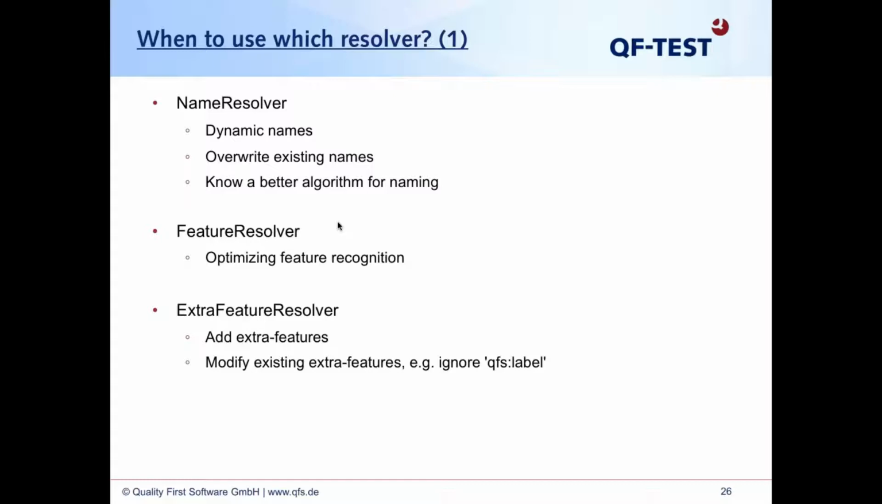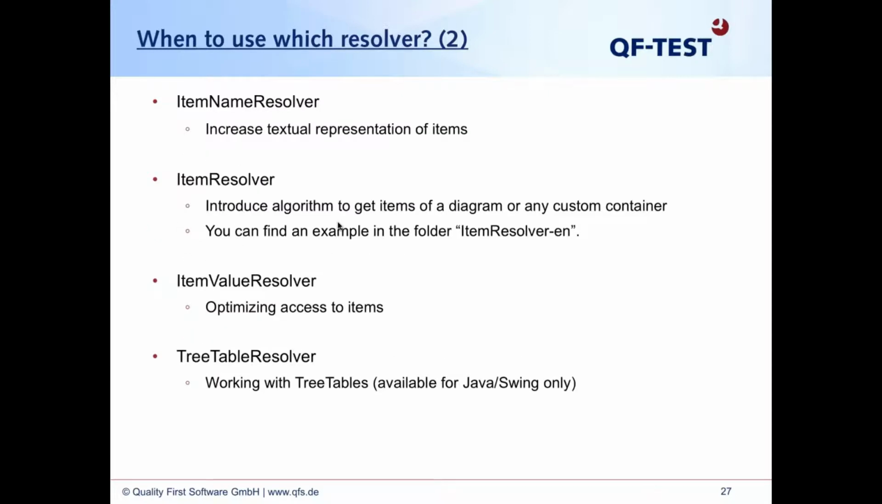The feature resolver, same thing for features. And also, if you're finding out the feature takes too long for your application because you have, let's say, a very complex label structure, and QFTest searches a long time for a good label to use as a feature, you can say, okay, just use an empty string as a feature to skip feature resolution. The extra feature resolver I already presented, where you can also modify the default extra features generated by QFTest. And the ItemNameResolver to improve the textual representation of items.